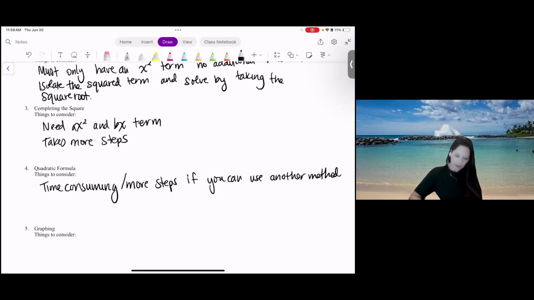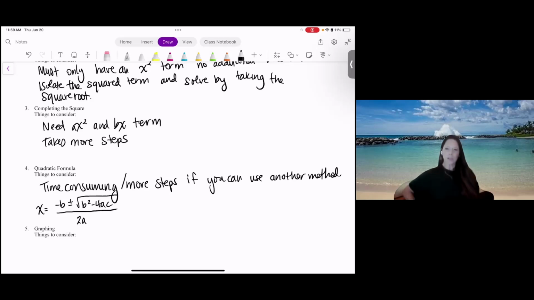It's out there. The way that you follow the quadratic formula is that you take x equals opposite b plus or minus the square root of b squared minus 4ac, which what's underneath the square root is actually called the discriminant, times 2a. So again, you need to be able to identify your a, your b, and your c terms.